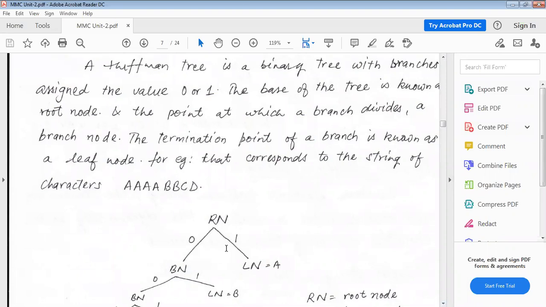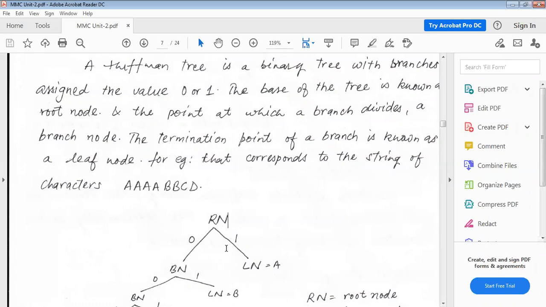If you want to learn static Huffman coding, first you have to know the Huffman tree. Huffman is a scientist's name. He derived this coding technique, and that is why it is called the Huffman tree.